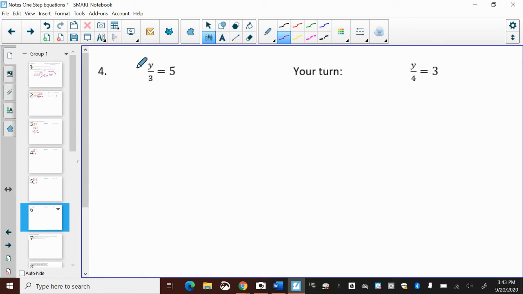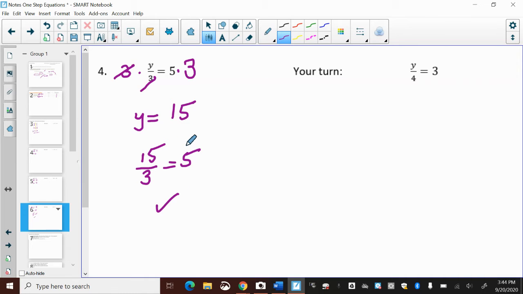Last operation here, division. The opposite of dividing is to multiply. So I'm going to multiply each side by 3. We want to use a dot for our multiplication rather than an x because it could be confused with a variable. Here the 3s would cancel out, isolating just the y, which is exactly what we want. And then 5 times 3 is 15. And again, if you wanted to check, you certainly could. 15 divided by 3 equals 5. That is a true statement.